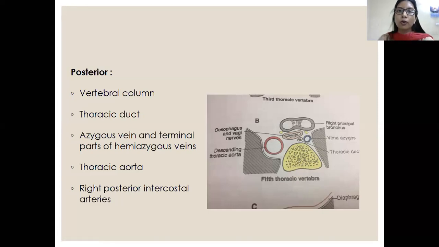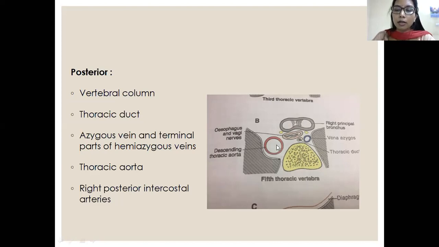These are parts of your portal circulation. There is a systemic circulation and there is a portal circulation. So azygous veins are parts of your portal circulation. Then there is the thoracic aorta and there are right posterior intercostal arteries.